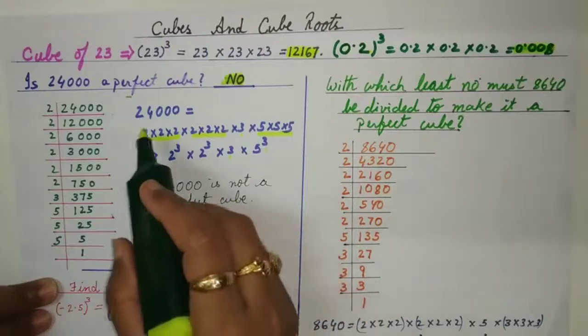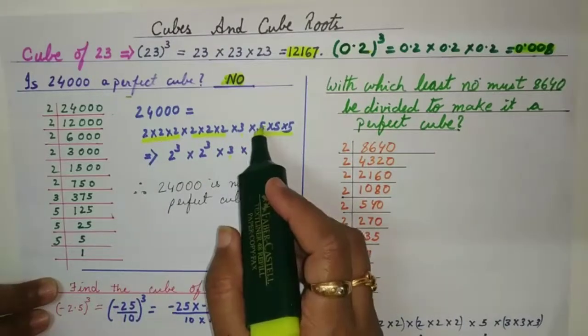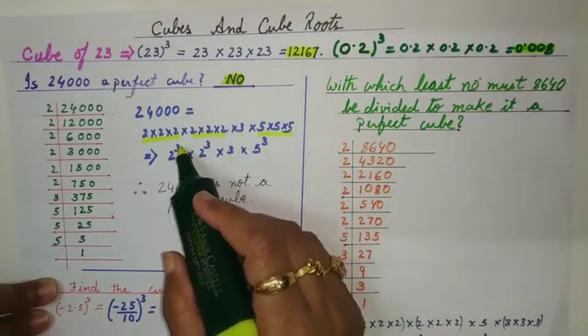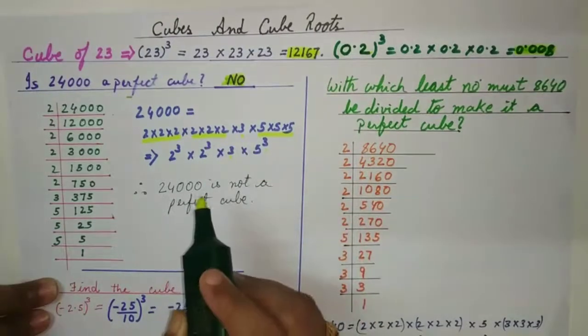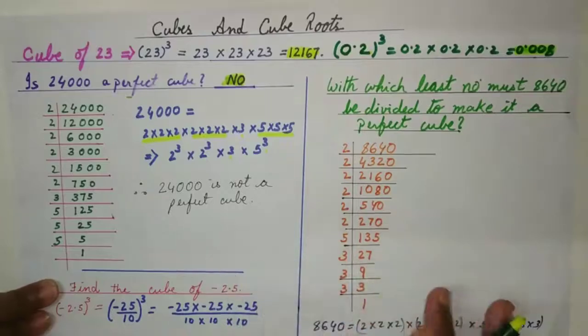When a number is the product of its prime factors, and the prime factors can be raised to the power of 3, then it becomes a perfect cube, not otherwise. Okay? One more question.